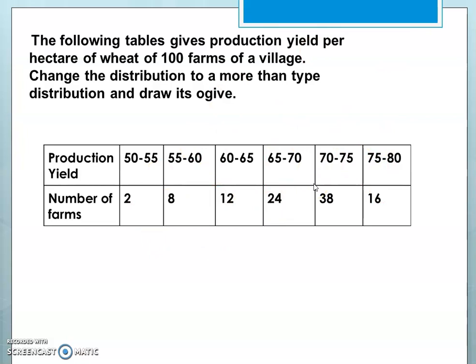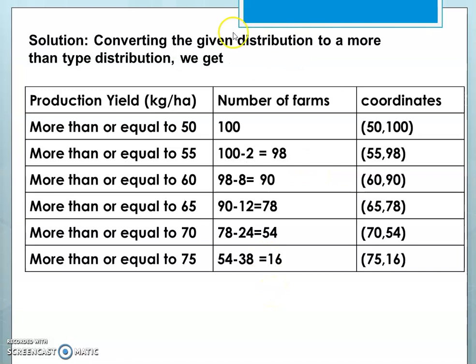For that, we will take all lower limits, because you can't take upper limits for that because you don't have anything which is more than 80. So you have to take more than 50, more than 55, more than 60, more than 65 and so on. This is how you will convert the data into more than type data and find out the coordinates.